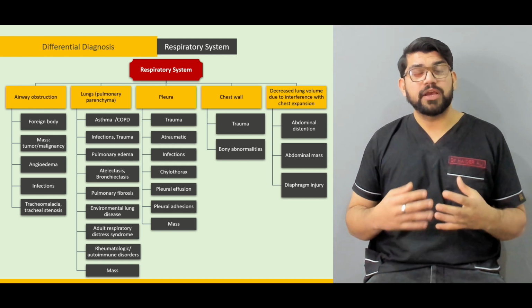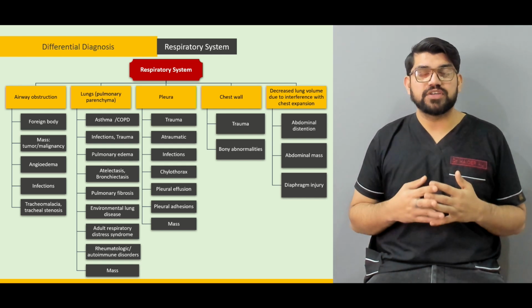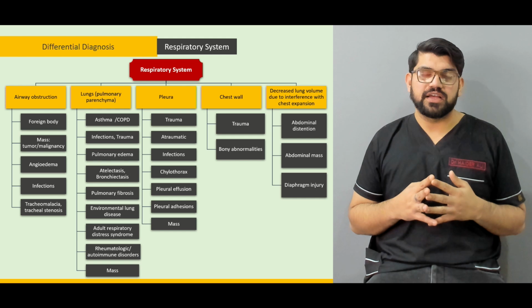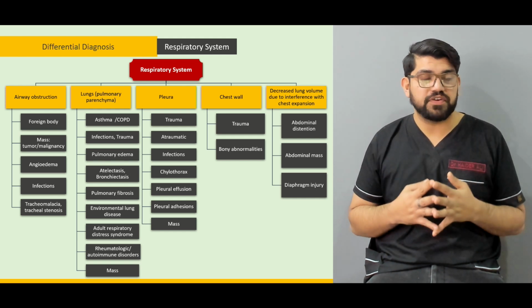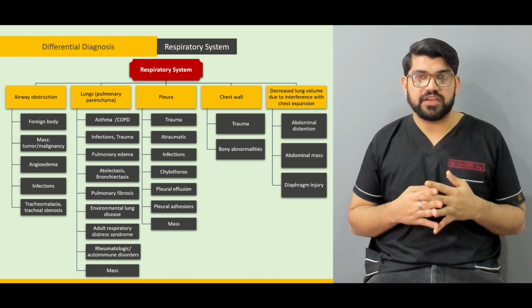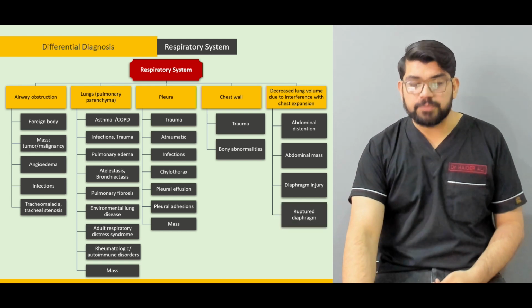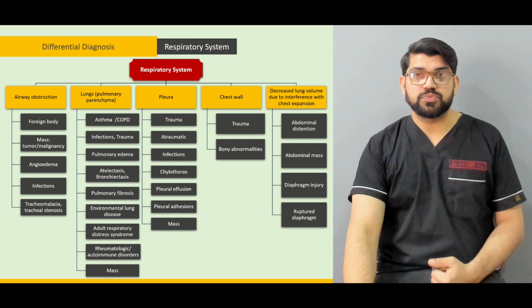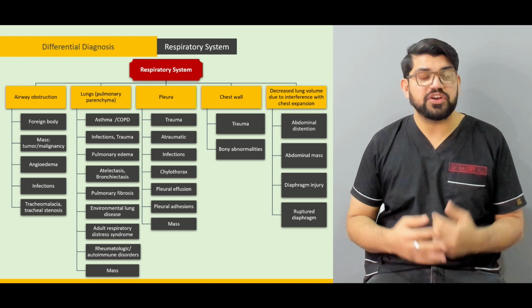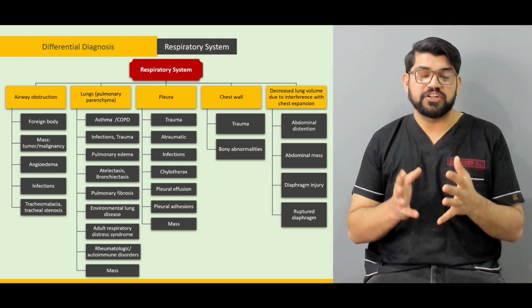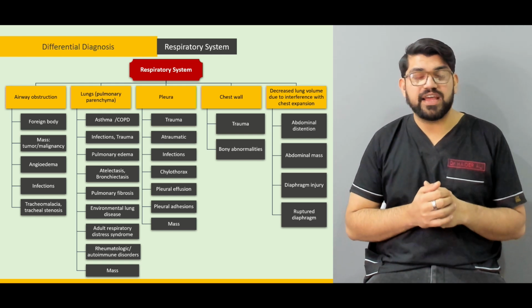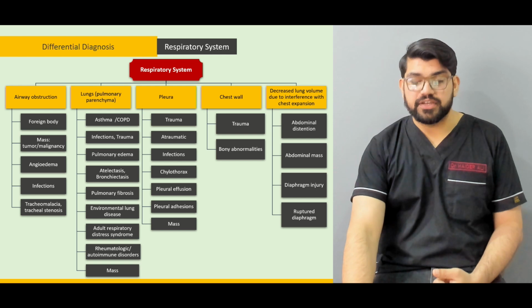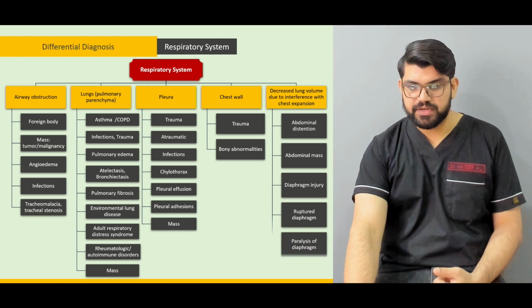Diaphragmatic injury: patients with cervical injury, patients with long-standing cervical injury or neuromuscular dysfunction can present with diaphragmatic injury. Ruptured diaphragm: patients with traumatic injury can present with a ruptured diaphragm, which eventually leads to unilateral diaphragmatic paralysis and hence shortness of breath and signs and symptoms of respiratory compromise.